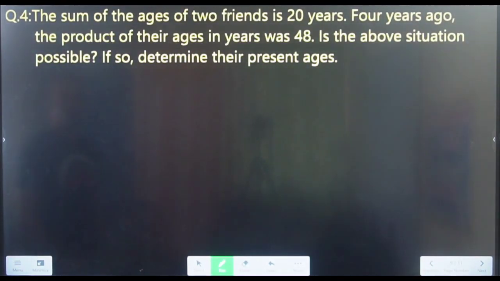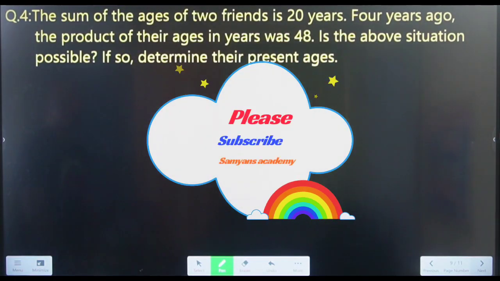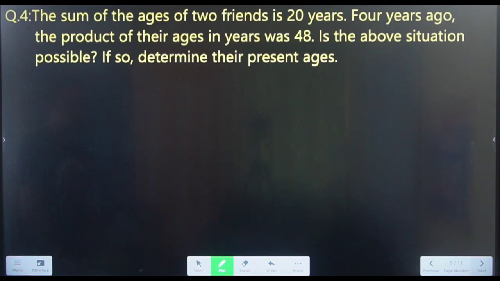In this question they given that the sum of the ages of two friends is 20 years. 4 years ago the product of their ages in years was 48. Is the above situation possible? If so, determine their present ages.